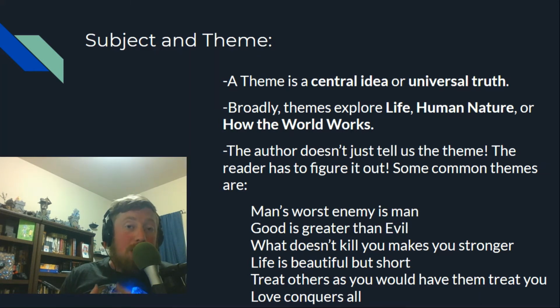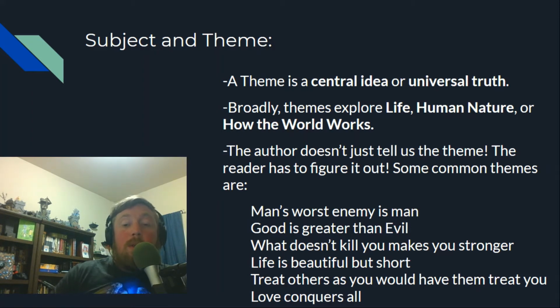That's how many themes there are. Some examples are: man's worst enemy is man, good is greater than evil, what doesn't kill you makes you stronger, life is beautiful but short, treat others as you would have them treat you, and love conquers all. Okay?